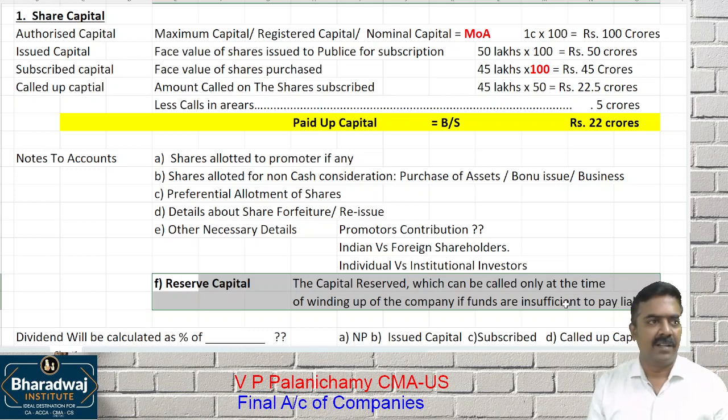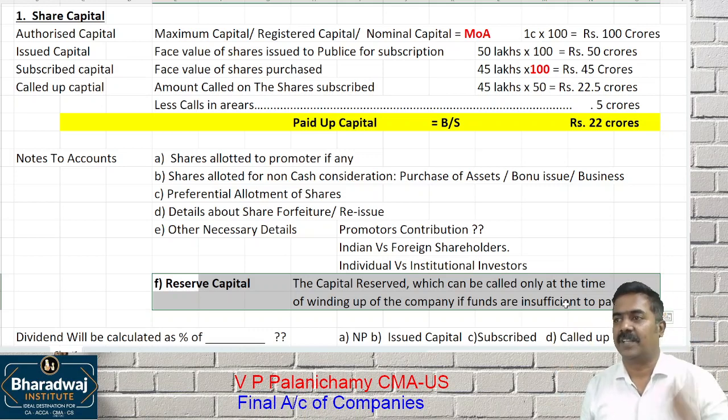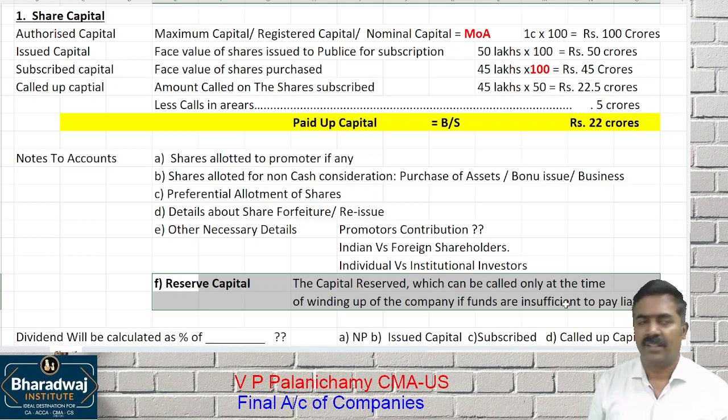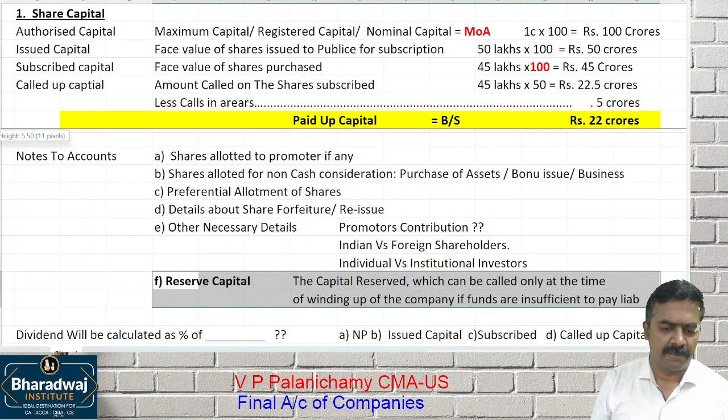How will they test it? Fill in the blanks. The capital that can be called only at the time of winding up of the company: A, reserve capital. B, capital reserve. C, paid up capital. They can give uncalled capital as an option also. Which one? Reserve capital. Okay, so take note of this. All these are part of notes to accounts.